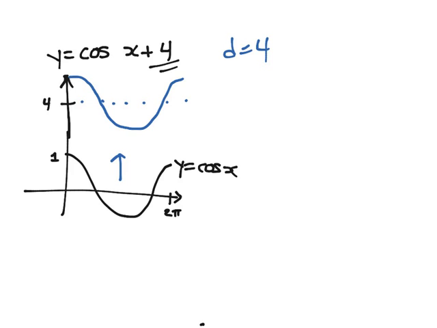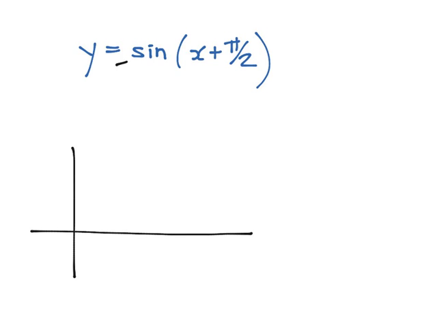Alright, now let's look at some phase shifting. Say we want to find the graph of y is equal to sine x plus pi over 2. It appears that our a and b values are 1, so we know the amplitude and period are regular, and d is 0, so there's no vertical shift. But it looks like we have a phase shift of pi over 2. What does this mean? Let's try to graph it out.